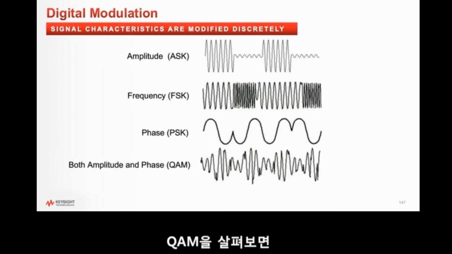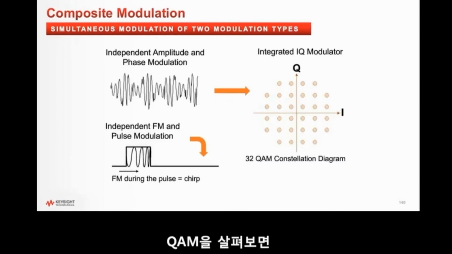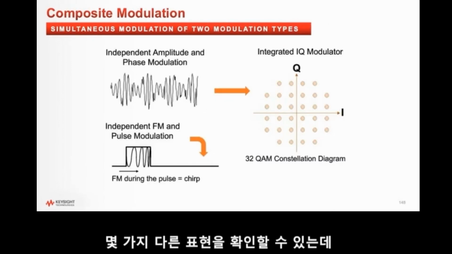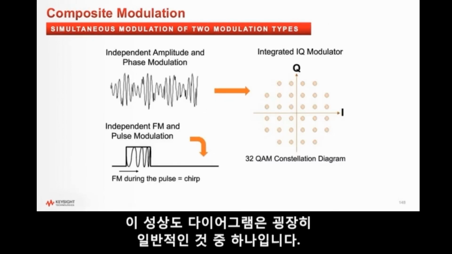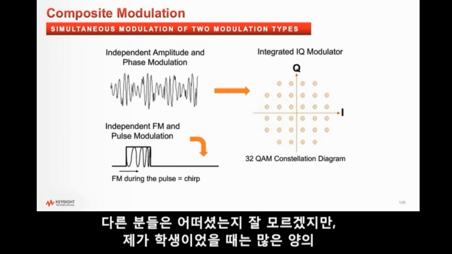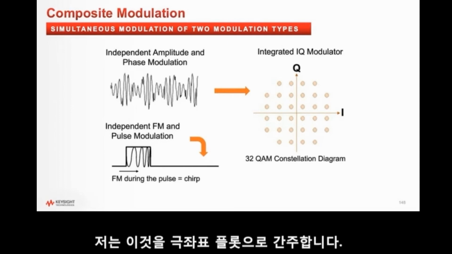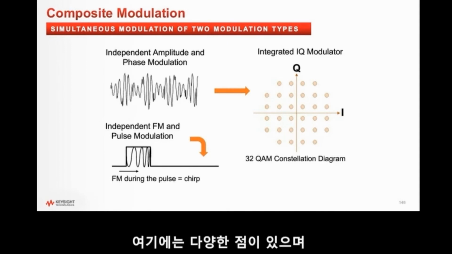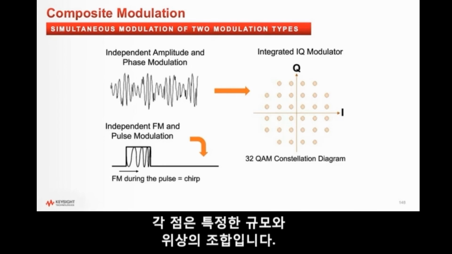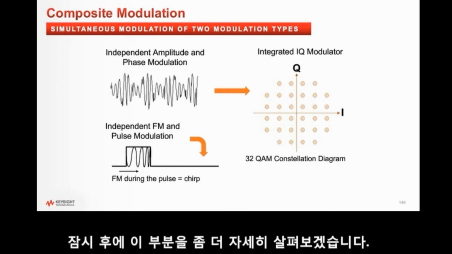So when we look at the quadrature amplitude modulation, we see a few different representations, but this constellation diagram is one of the common ones. So I like to think of this. I was in school, I was forced to do a lot of phasor diagrams. I don't know if anybody else was, but I think of this as a polar coordinate plot. We've got all these points here, and they each are a combination of a specific magnitude and phase. We're going to look more at that in a minute.